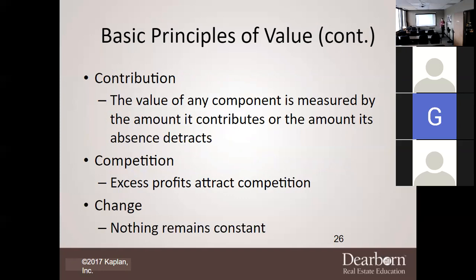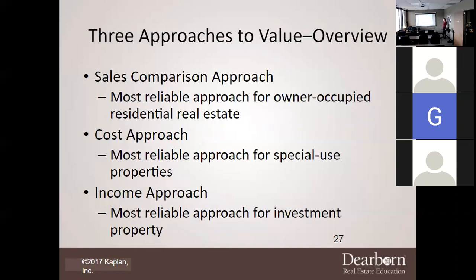Competition, of course, we understand the more competition there is, the prices do what? You keep them down. Because the more competition that's out there, the more people that are competing for it, you get the principle of substitution. The principle of substitution allows more property to be out there, which makes prices stay at a happy medium. Change, of course, we understand that nothing remains constant. Things change. It's out of our control. So in those situations you have to always take into consideration change. What's coming? What's going to move?